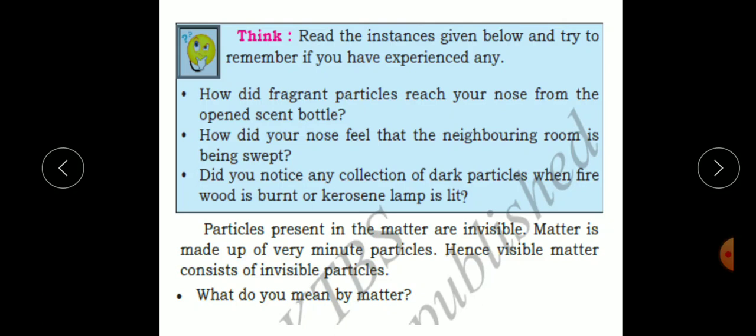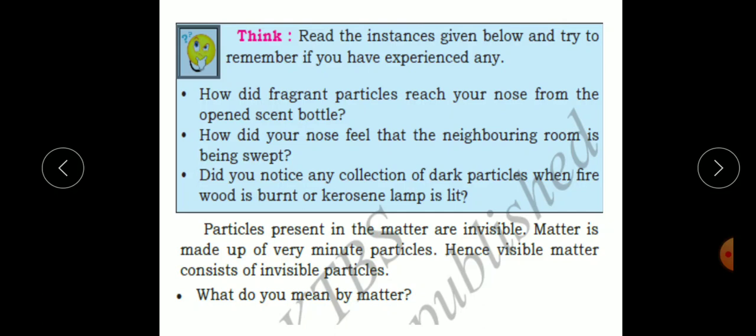So students, material which is made up of small particles is called matter. Because the particles present in matter are invisible, you cannot see them. Matter is made up of minute particles. For example, here it says fragrant particles. You cannot see fragrant particles, they are invisible. So they are minute particles.